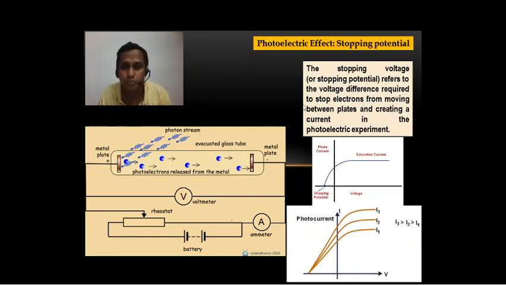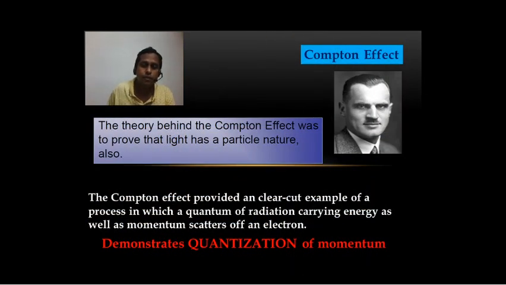So the stopping potential is the voltage difference required to stop the electrons moving between the plates and creating a current in the photoelectric effect. This is what we call the stopping potential in photoelectric. I think it is clear.